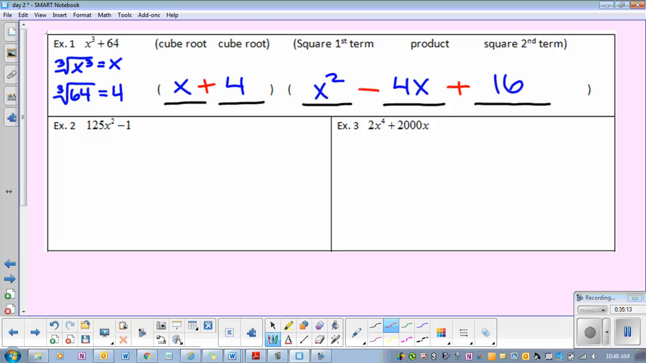Let's try example 2 then. Example 2, 125 and 1. Do they have a GCF? It would just be 1. We don't bother with the 1, right? Oh, and yours says x squared, doesn't it? Can we change that little 2 to a 3? Sorry, I don't know what happened there. Okay, so let's do SOAP with this one.